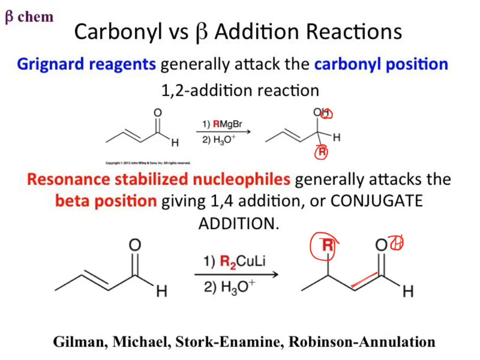Okay, so if we have that resonance stabilized nucleophile, or if it's stabilized in other ways, in the case they're showing here with the copper, then we'll get that 1,4 addition product. These show up as Gilman reagents, Michael reagents. The Stork-enamine reaction takes advantage of the same general idea, and then you can also see it with the Robinson annulation.